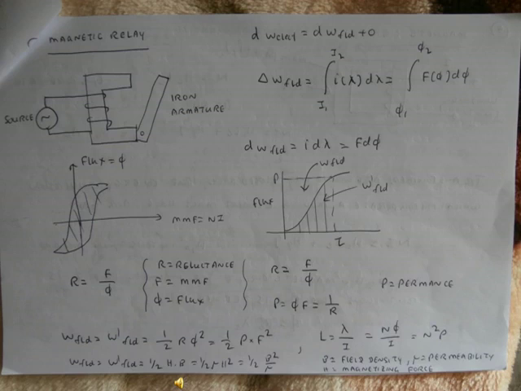And also dW_fld equals half HB. In this case H is the magnetizing force and B is the magnetic flux density. It is also equal to half mu H squared, where mu is the permeability and H is the magnetizing force. It is also equal to half B squared by mu. So B is the flux density, mu is the permeability, and H is the magnetizing force. Those are the equations for the magnetic relay.